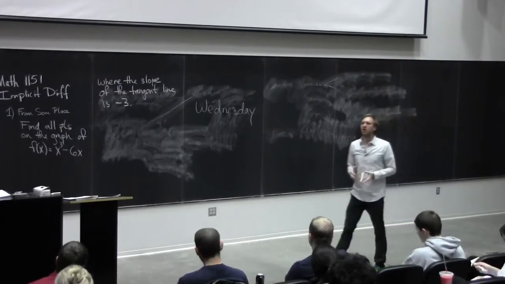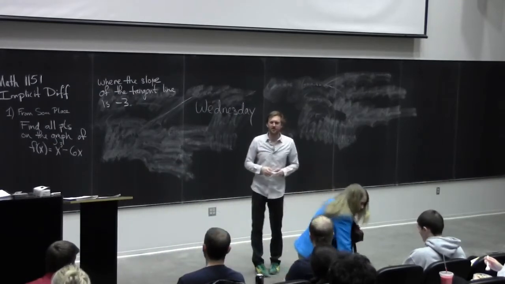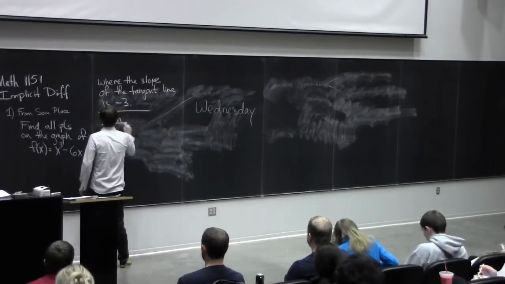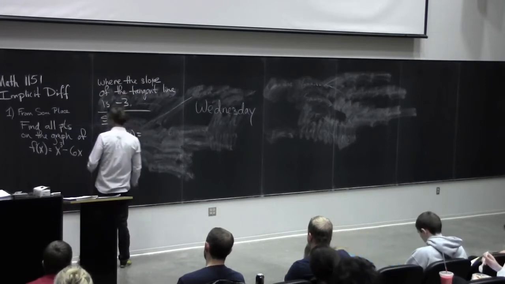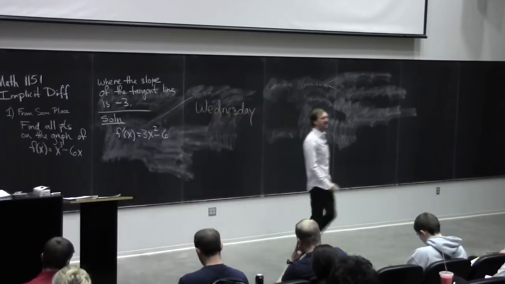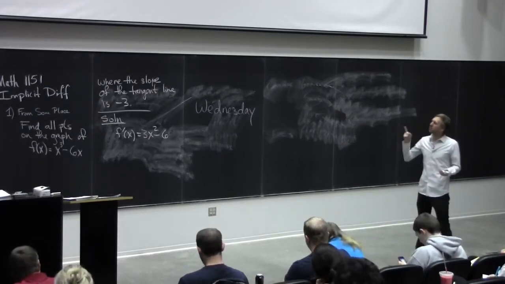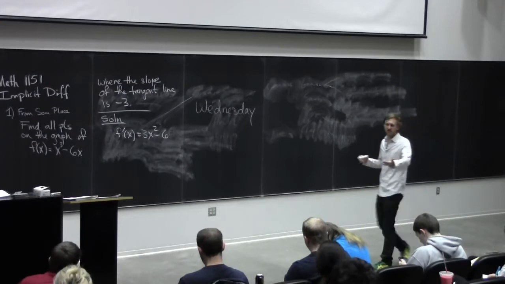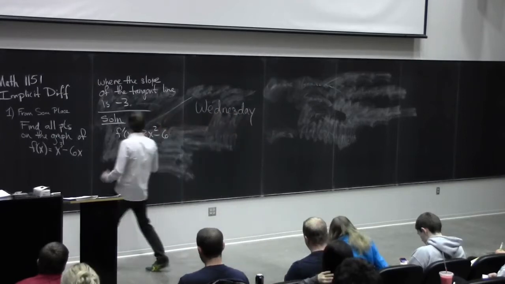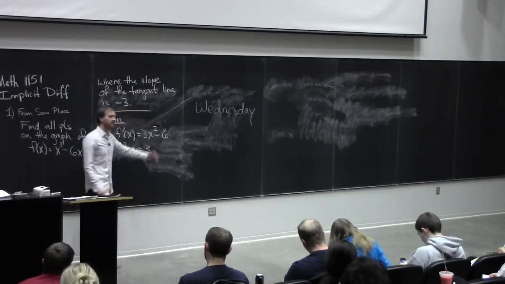What tells you the slope of the tangent line? I hear the crowd murmuring to me the derivative, and so we're going to take the derivative. So solution: f prime of x is equal to 3x squared minus 6. All right, and so we want to know when this is equal to minus 3. So I want to know when 3x squared minus 6 equals minus 3.